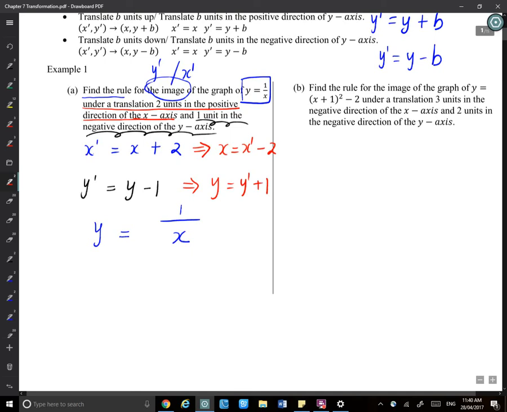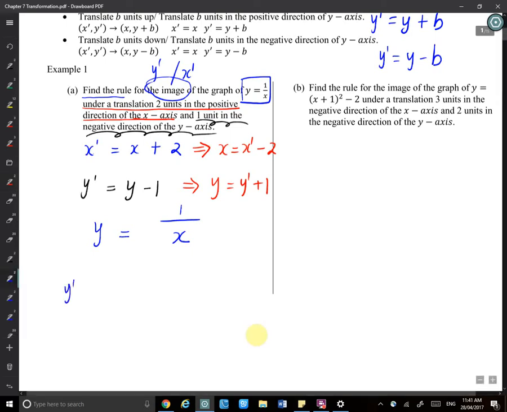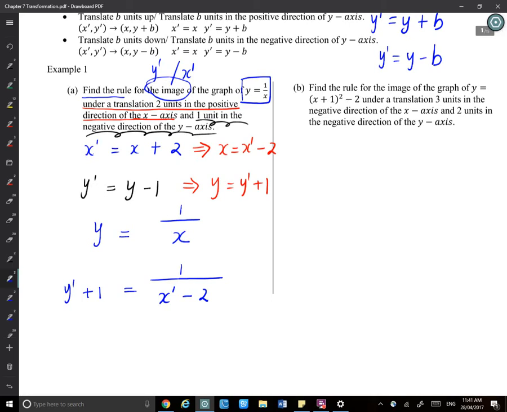Why do I make x and y the subjects? Because I want to do substitution. If I want to do substitution, I have x and y. Therefore, I must have x and y as the subjects for the original equation. Therefore, y can be replaced by y dash plus 1, equals 1 over x, and x is x dash minus 2. We change x into x dash minus 2, and we change y into y dash plus 1.